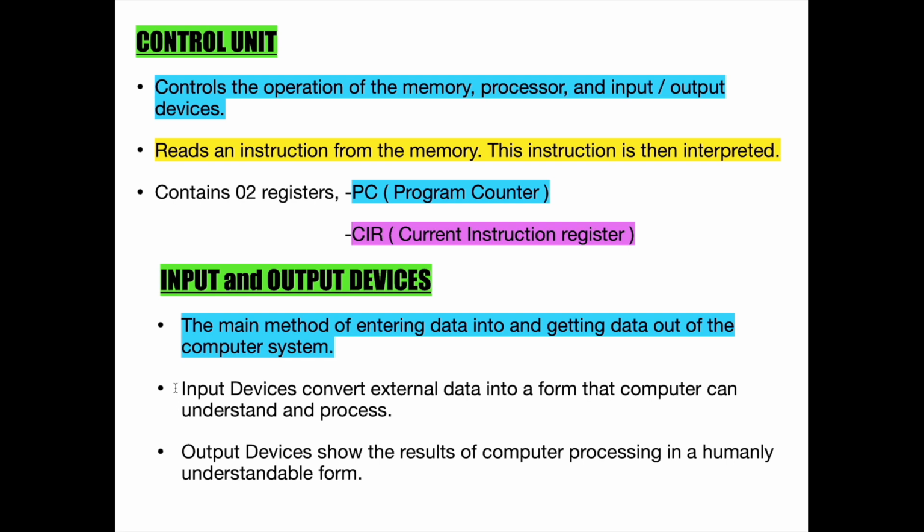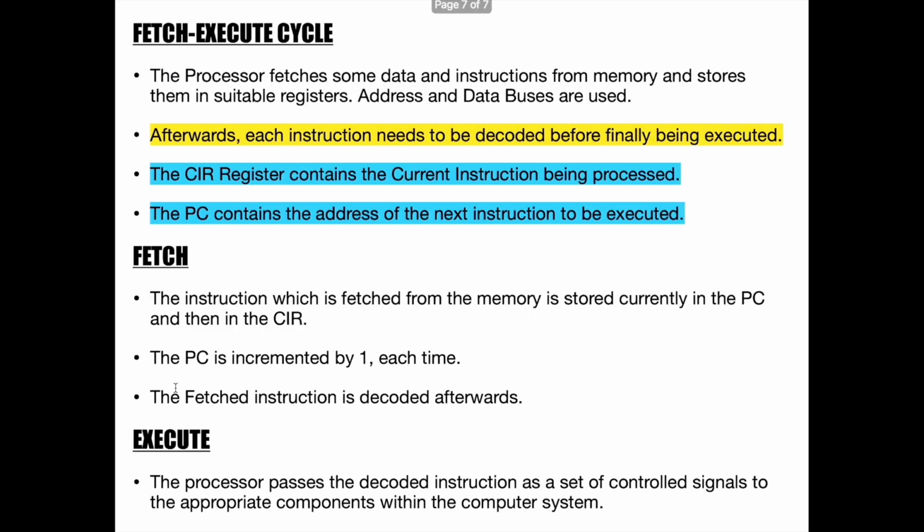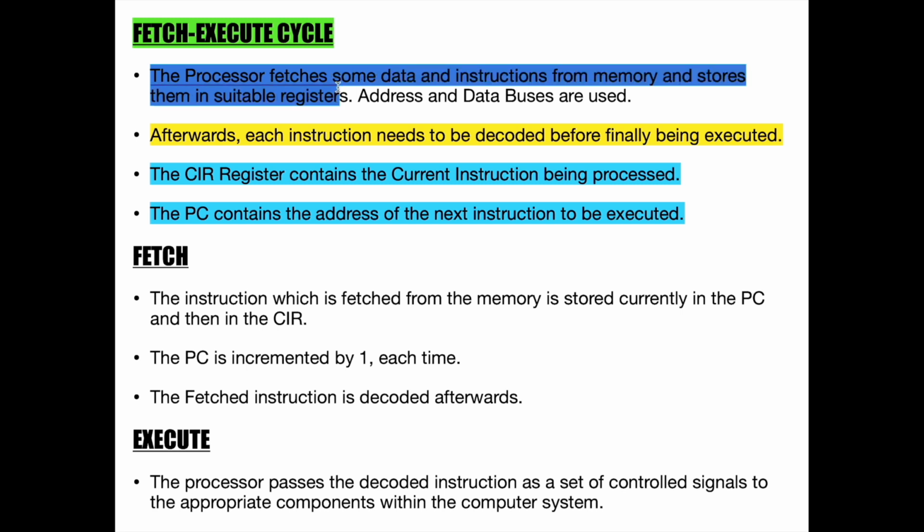Let us now go through the last topic of this chapter, the fetch-execute cycle. In this process, the processor fetches some data and instructions from memory and stores them in suitable registers. In order to perform this function, the address and data buses are used. Afterwards, each instruction needs to be decoded before finally being executed. The CIR register contains the current instruction being processed. The PC contains the address of the next instruction to be executed.